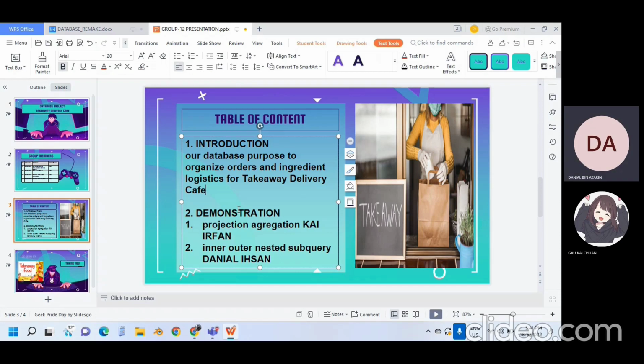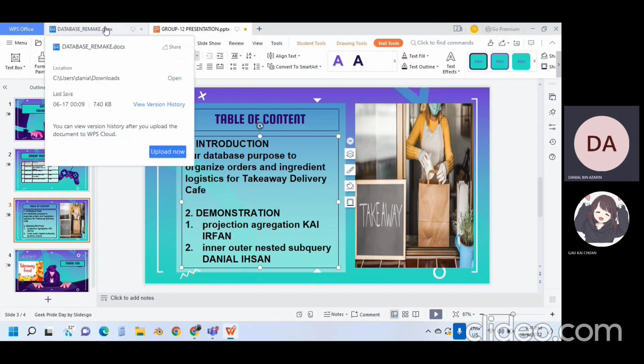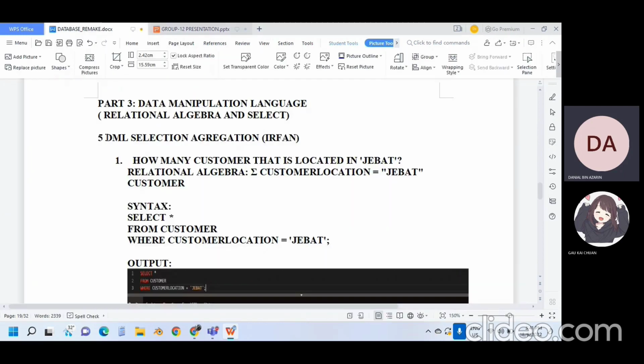For the first part, projection and aggregation will be by Gau Kai Chuan and Irfan bin Zainudin. For the inner and outer join, as well as the nested and subqueries, it will be myself, Danial bin Azarin, and also Muhammad Ihsanuddin bin Ishak who will be demonstrating that part. So without further ado, we will proceed with the demonstration. The first part will be selection and aggregation. Gau Kai Chuan, the floor is yours.